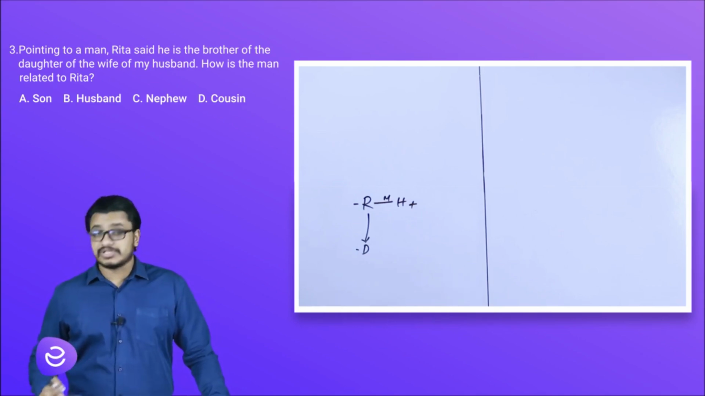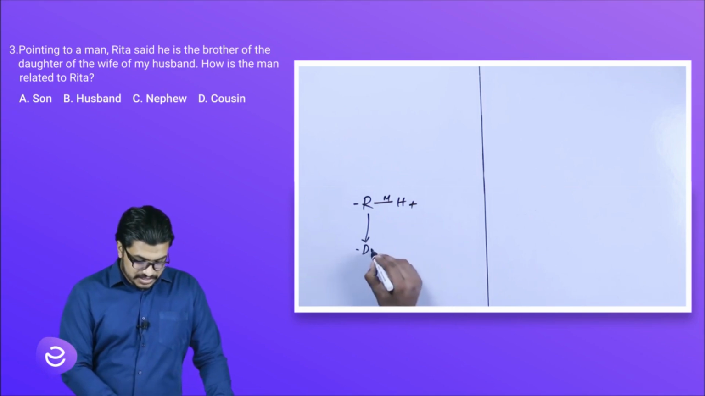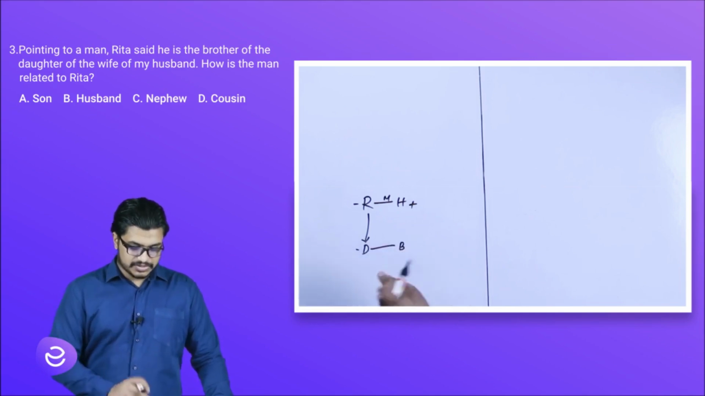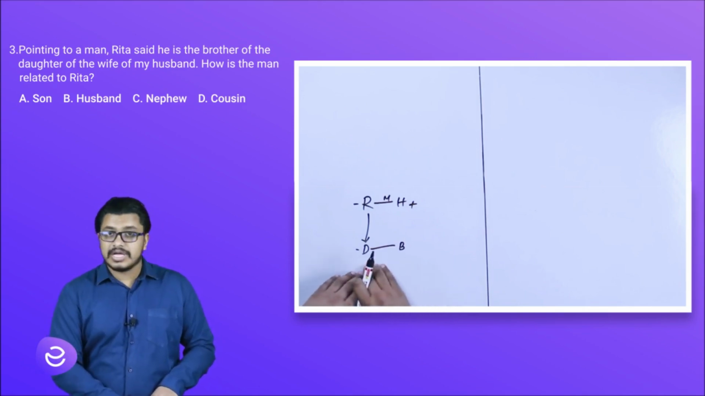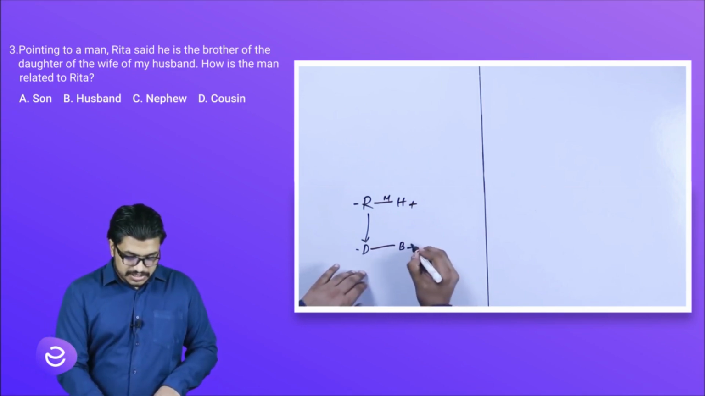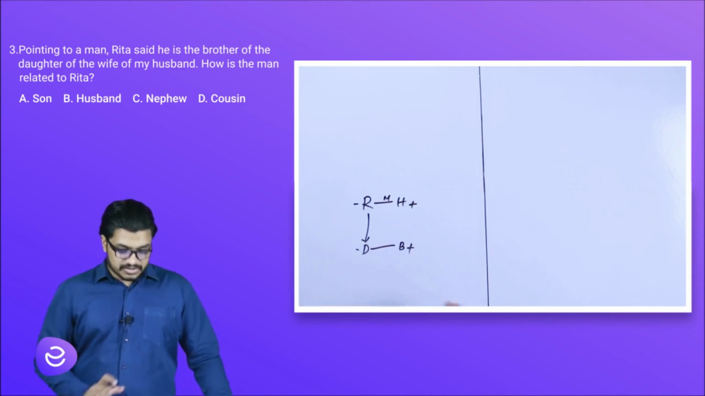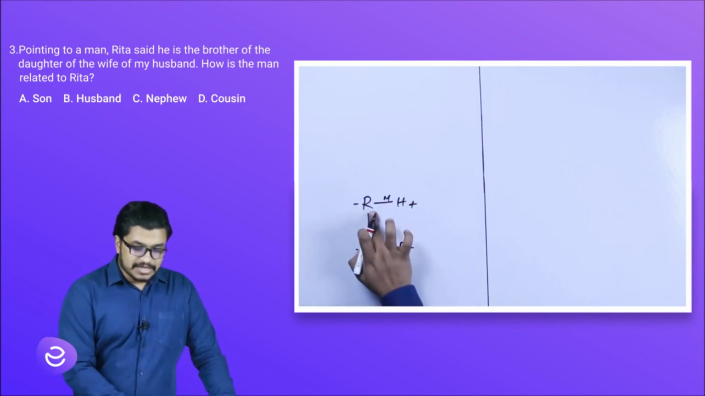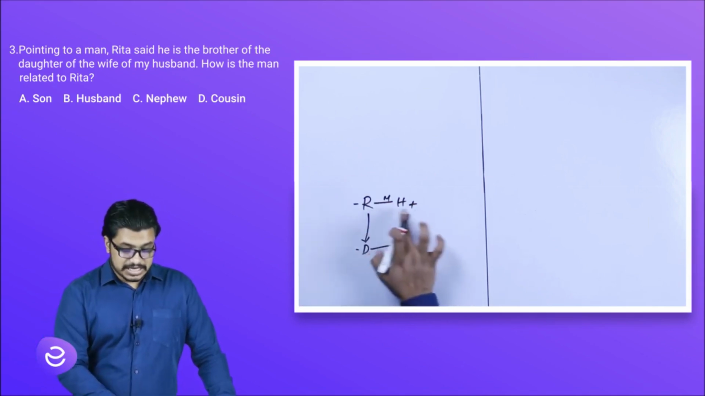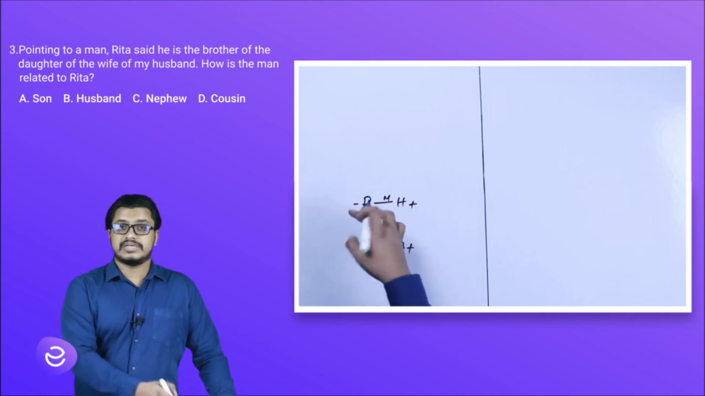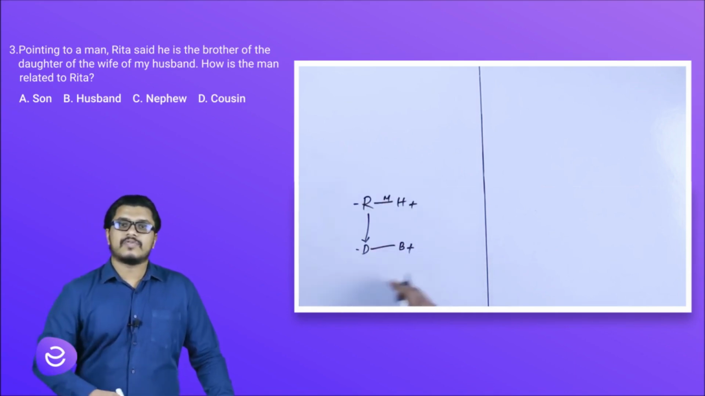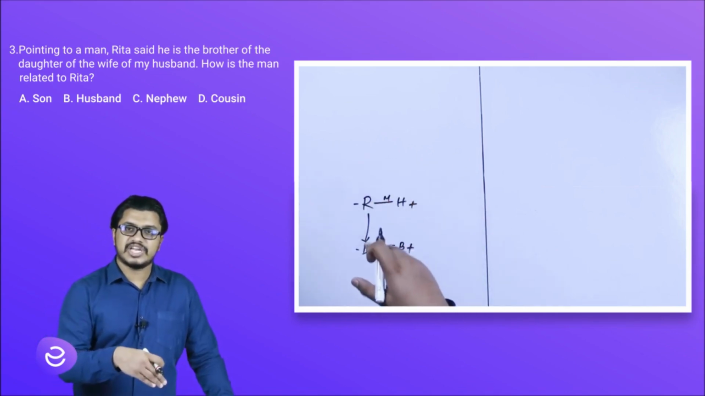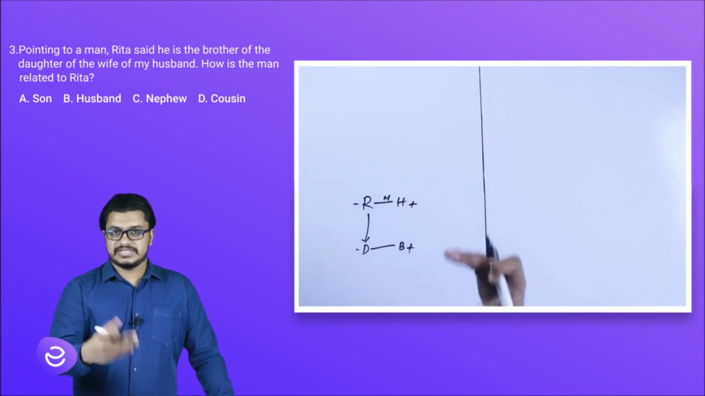The last relationship is brother. So this daughter's brother. Since brother and sister are in the same generation, we can draw a horizontal line. This brother is a male. So this is our diagram. We have Rita, Rita's husband, Rita's husband's wife, then a daughter, then this daughter's brother. This is the overall simple diagram that we can use for this problem.